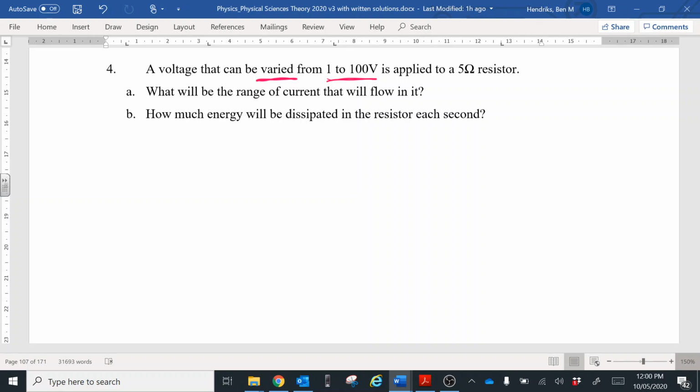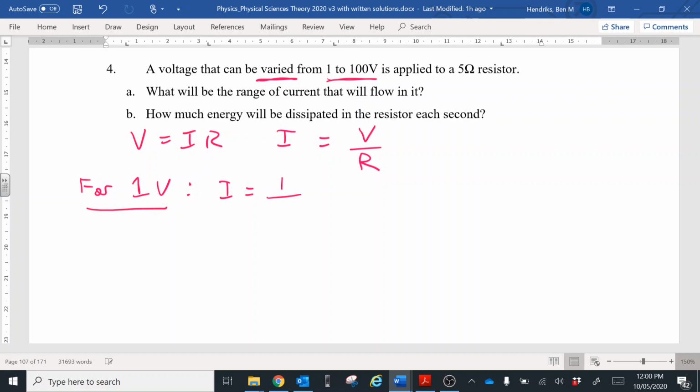Okay, so first we need to look at the range of current that will flow in it. So we've got V equals IR, like always. I equals V over R. Okay, so for 1 volt, so if we set it down the bottom, 1 volt, I equals 1 volt over 5 ohms, which is equal to 0.2 amps.